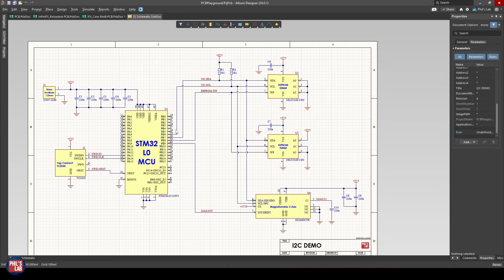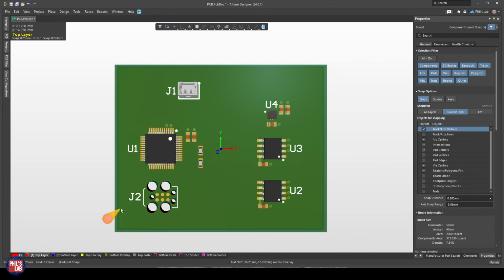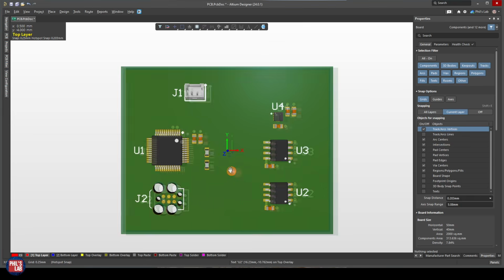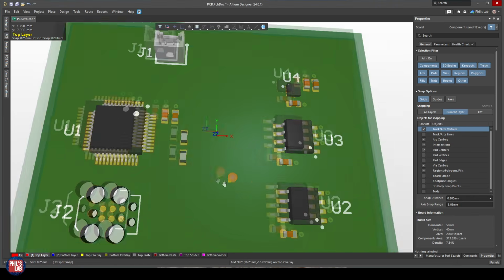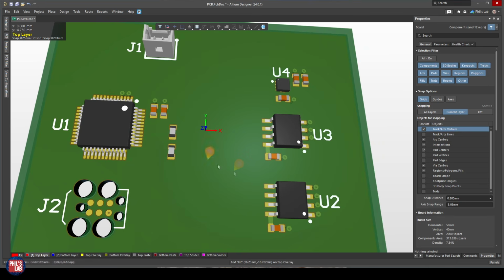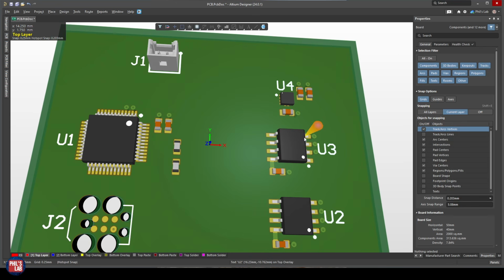This is in no way complete. I've just popped on a microcontroller and a couple of I2C devices just so we can see how we might do routing when we have many of these devices on a single I2C bus. Now, looking at the very simple PCB, none of this is routed out. This is just for demonstration purposes. We have the microcontroller, our host, so to speak, on the left-hand side, and we want to connect a single I2C bus to U2, U3, and U4, which are two EEPROMs and a magnetometer.